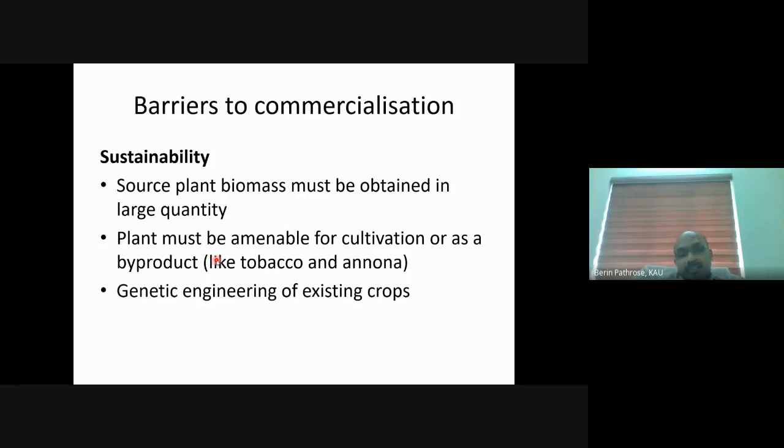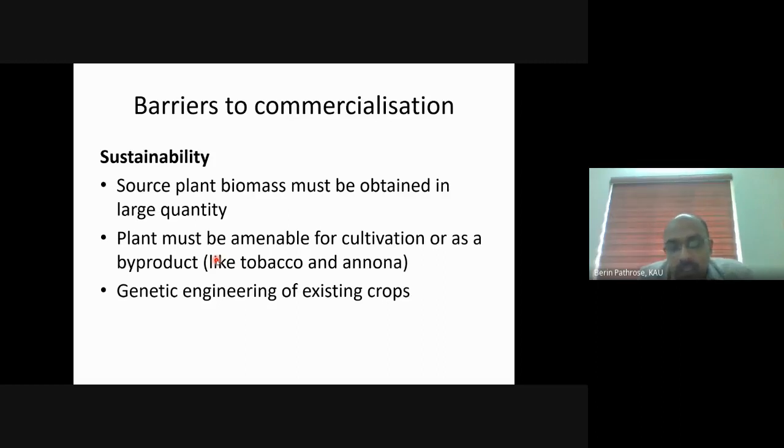And another thing is, for obtaining plant material, we may have to go for cultivation of the plant, just like tobacco and Annona. For getting the pesticidal molecule, it may not be obtained in the wild. Annona seeds we won't get in the wild, just like neem seeds. Normally, no one goes for cultivation of neem. We get it naturally. We have wild growth of neem all over our country. So obtaining neem seed is not difficult in our country. But take the case of tobacco and Annona. If you want to go for nicotine, you have to cultivate tobacco.